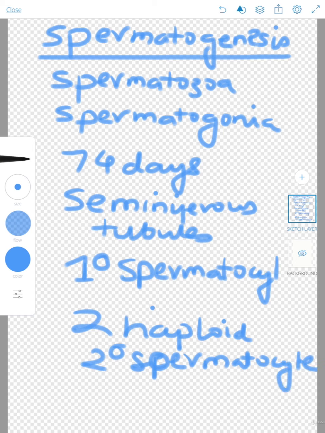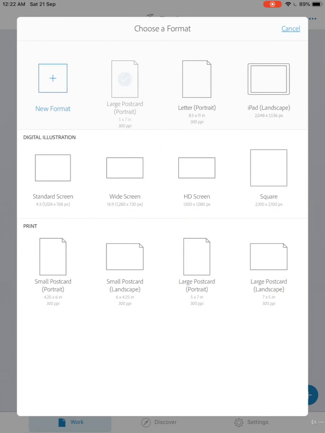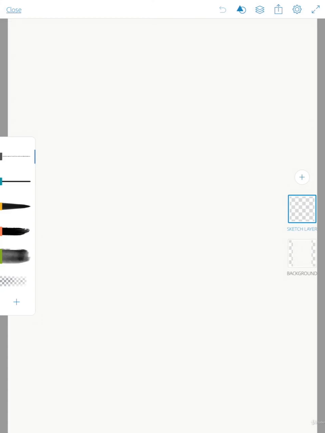Now, each single spermatogonia forms around 512 spermatids. 512. All these are important MCQs for all your PG exams. Okay, so now let's go into the flow chart, how it is formed.